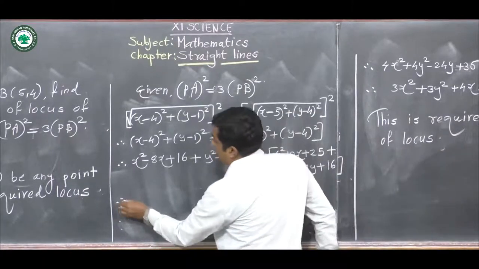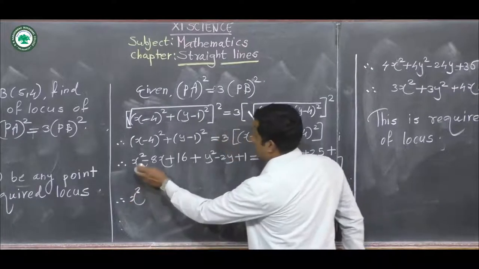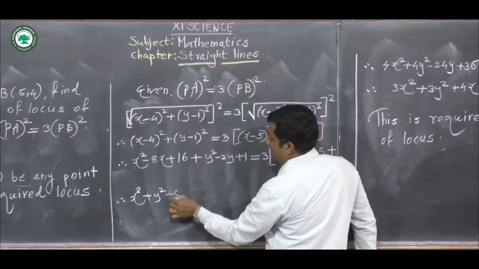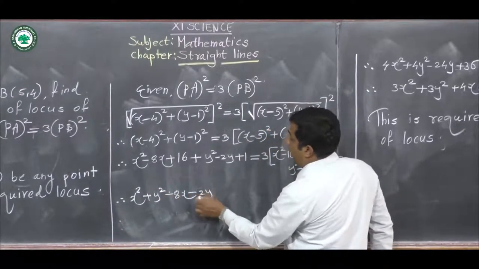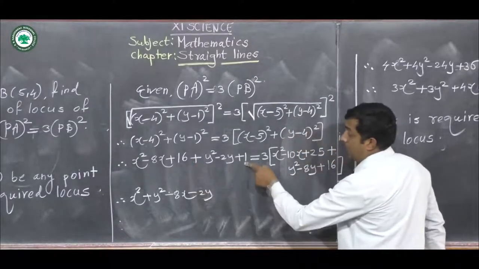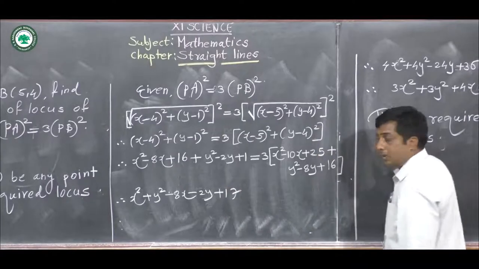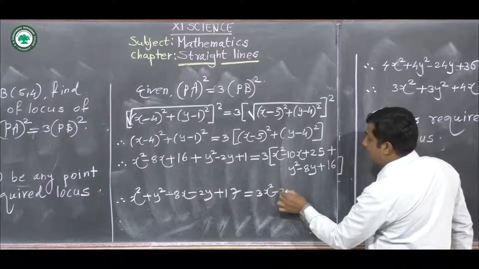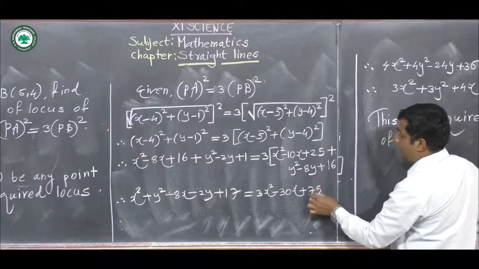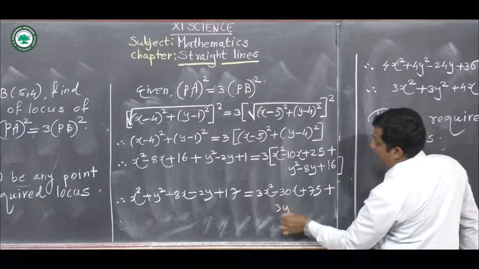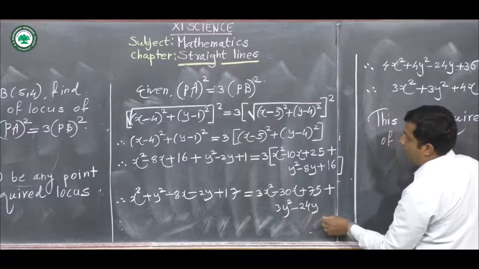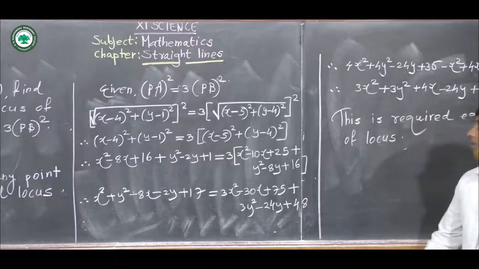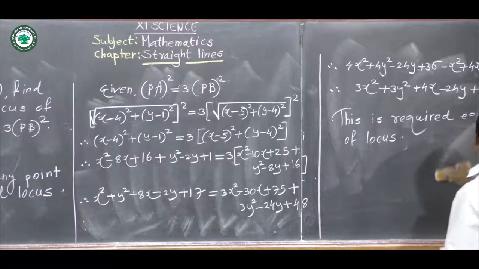LHS as it is: x square, then y square, next minus 8x, then minus 2y, and 16 plus 1 is 17. This is equal to, multiplying the bracket by 3, 3x square minus 30x plus 75 plus 3y square minus 24y plus 3 into 16, which is 48.